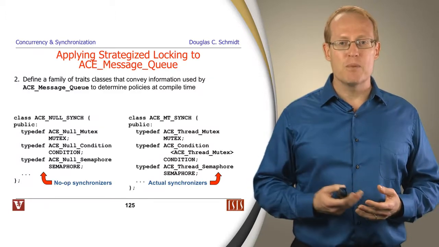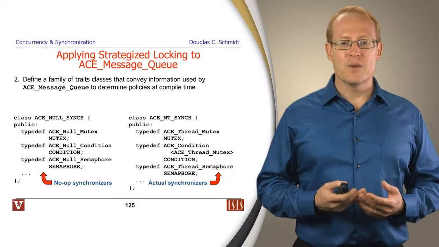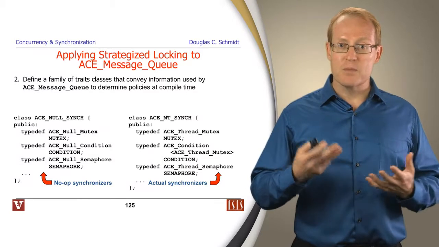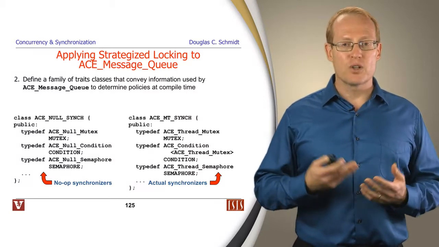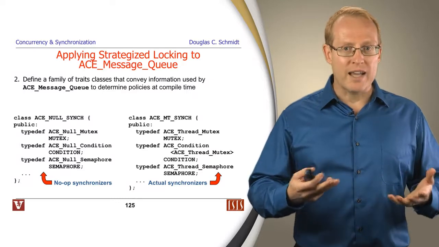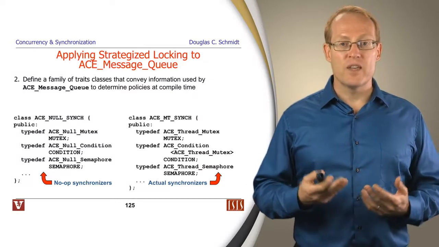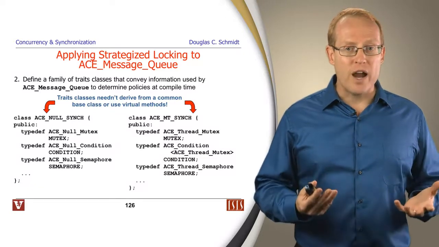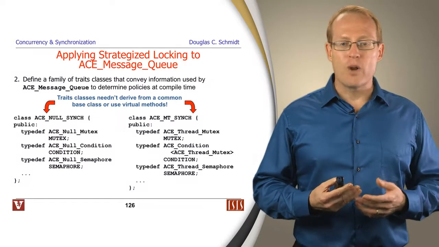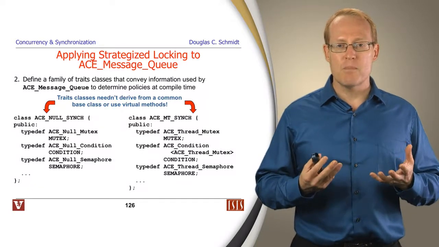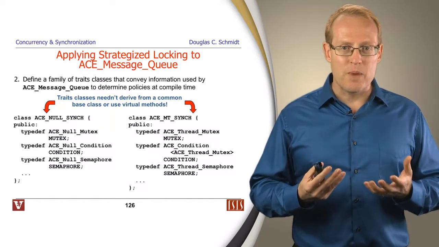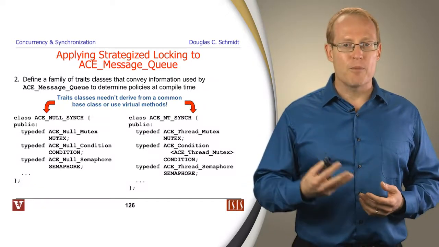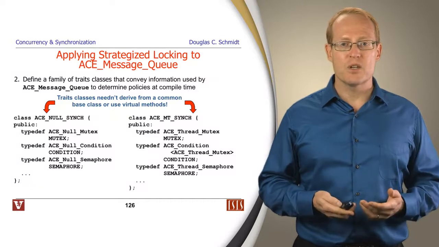It uses ACE thread mutex, ACE condition. It uses ACE thread semaphore, and so on. And each of these provides real mechanisms that can be used in a threaded environment in order to work appropriately to lock and wait and notify when things change that are important. Notice by using traits classes that it doesn't require us to have any common base class or even use any virtual methods at all. We can simply use the magic of C++'s signature-based type conformance and the template policy mechanisms in order to parameterize the way in which we use these with ACE message queue.